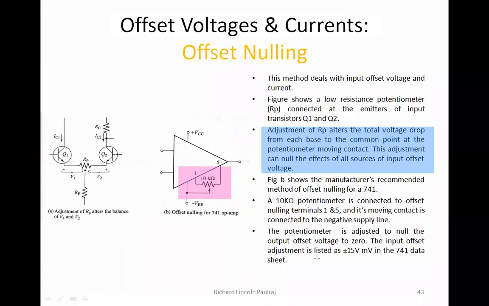The input offset adjustment is listed as plus or minus 15 millivolts in the data sheet. So that's the range that has been followed. Just because of this, I will be able to nullify whatever error is coming across my output. So I think you all have understood the concepts involving offset with respect to voltages and currents. Is that clear, students, with all the concepts that we studied so far?